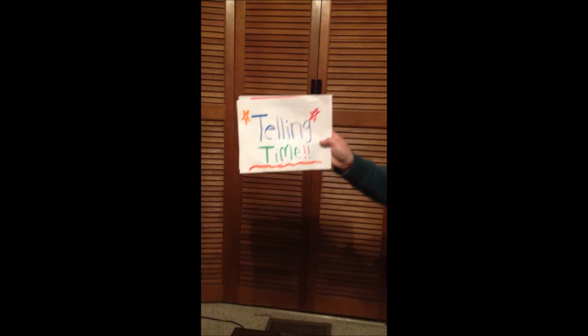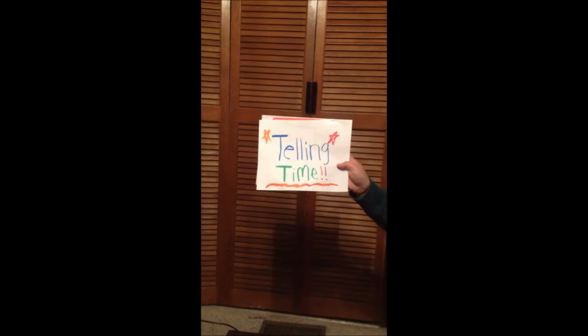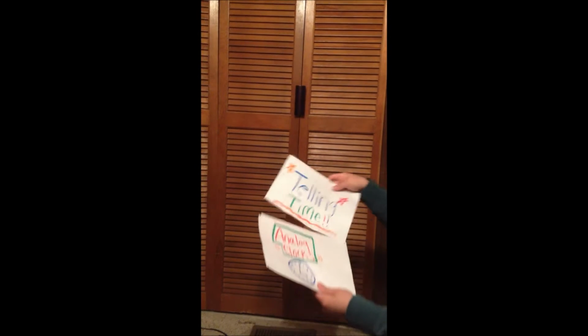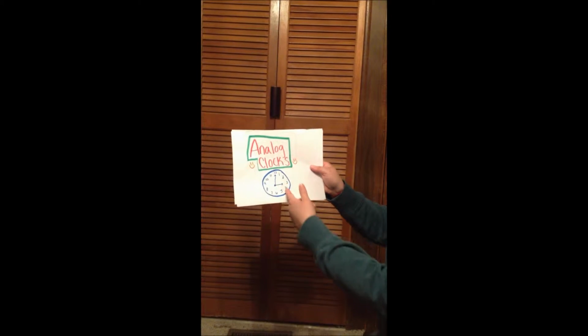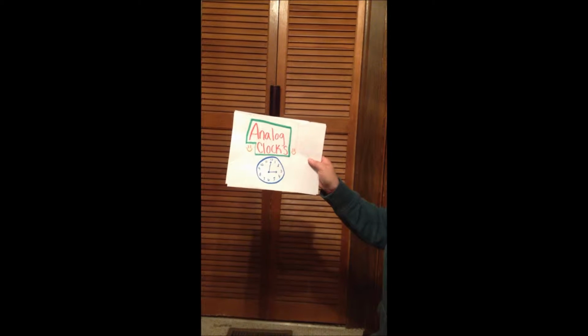Good afternoon, students. Today we're going to be talking about telling time. There are two different clocks you can use to tell time. The first clock we're going to talk about is called an analog clock. As shown by the picture below, the time on this analog clock is 3 o'clock.